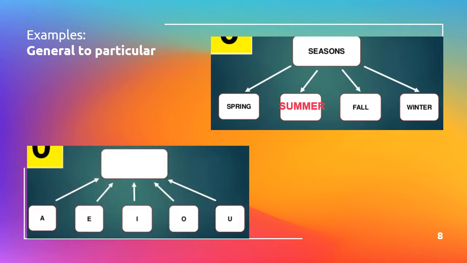Another example, we have A, E, I, O, and U. What do you think are A, E, I, O, and U? Are they general or particular? Okay, so I hope that your answer is particular. So those are particular examples of what? Of the general, vowels. So vowels there is general, then you give examples of vowels, which lead to being particular. So A, E, I, O, and U. So I hope that you're getting the main point of general to particular.